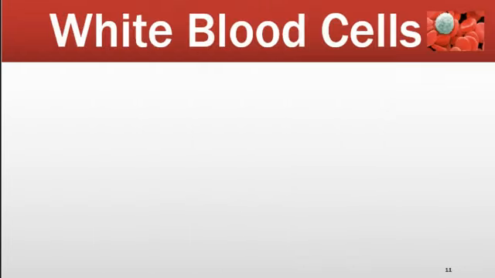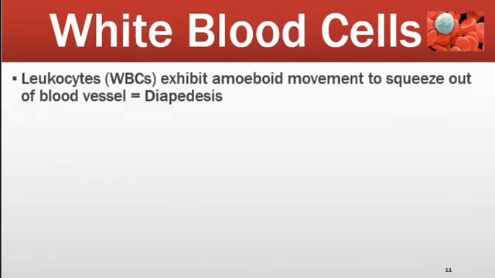All right, the white blood cells have a little more intricacy than the red blood cells. Leukocytes exhibit amoeboid movement. They can move. They can squeeze into tissues and squeeze around things out of a blood vessel. That's called diapedesis. And that's fortunate because they're going to squeeze out of the blood vessel and go to where some bacteria are, and they're going to gobble them up.